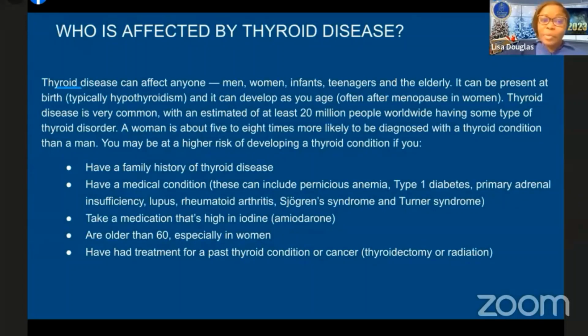You may be at greater risk of developing a thyroid condition if you have a family history of thyroid disease, or you have a certain medical condition. These can include pernicious anemia, type 1 diabetes, primary adrenal insufficiency, lupus, rheumatoid arthritis, Sjögren's syndrome, and Turner's syndrome. If you take a medication that is high in iodine, amiodarone happens to be one of those. If you're older than 60, especially women, and have had treatment in the past for a thyroid condition or cancer, having a thyroidectomy or radiation.